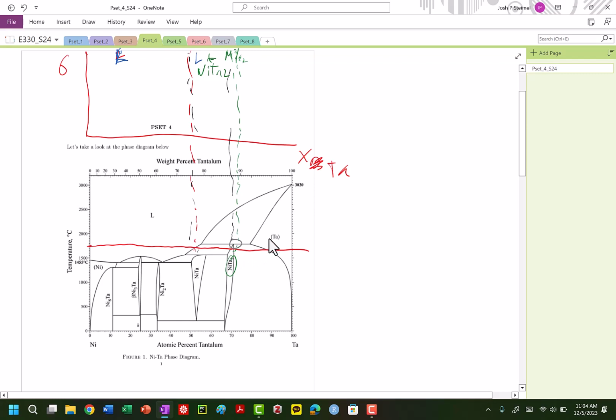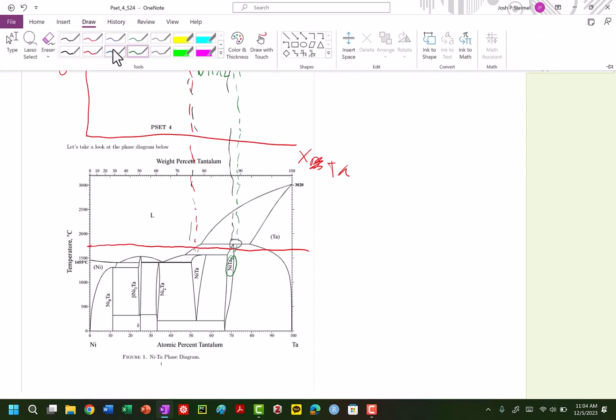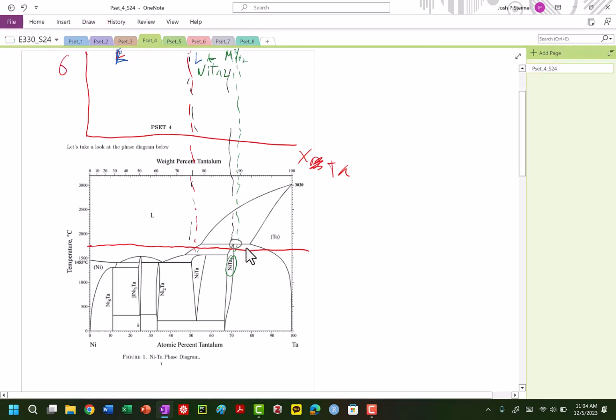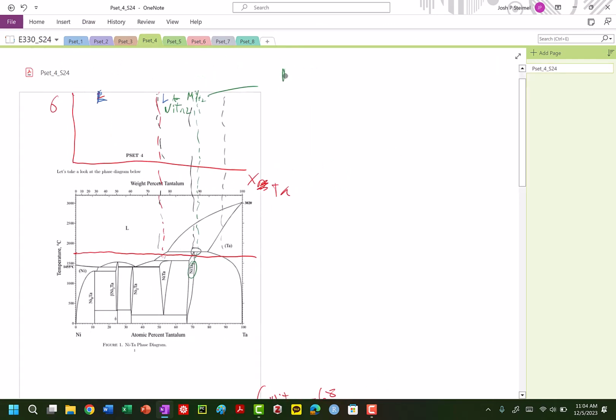But between here and here, I'm going to draw another curve. I'm not going to do blue, but I'm going to do gray. Between here and here, I am in a two-phase region, and I'm going to be basically my NiTa2. So let's zoom in. In this phase, I'm going to be NiTa2 plus my gray, which is going to be my tantalum. So I'm in a two-phase region here, and then finally, from here to the end, I'm just pure tantalum.